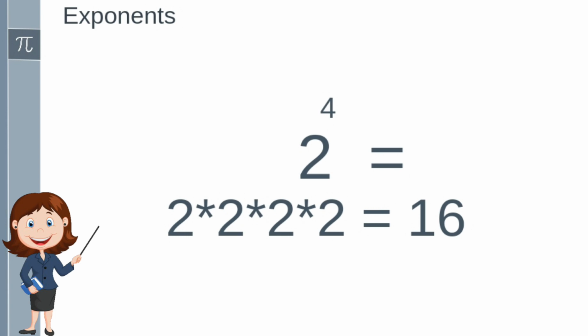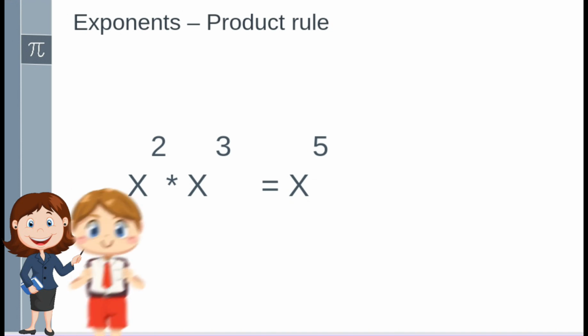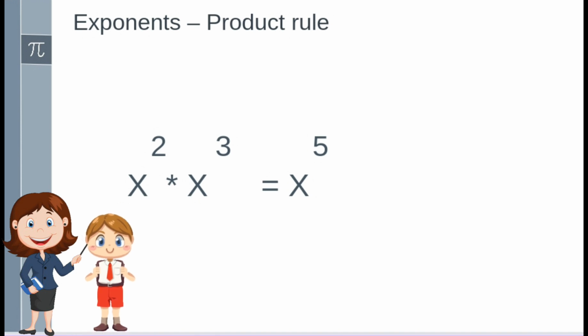Great enthusiasm. Let's start with the first law, the product rule. When multiplying powers with the same base, we add the exponents. So if we have x squared times x cubed, the answer will be x to the 5th, right? Since both numbers have the same base, and the sum of both exponents, 2 and 3, is 5. Exactly, you're catching on quickly.